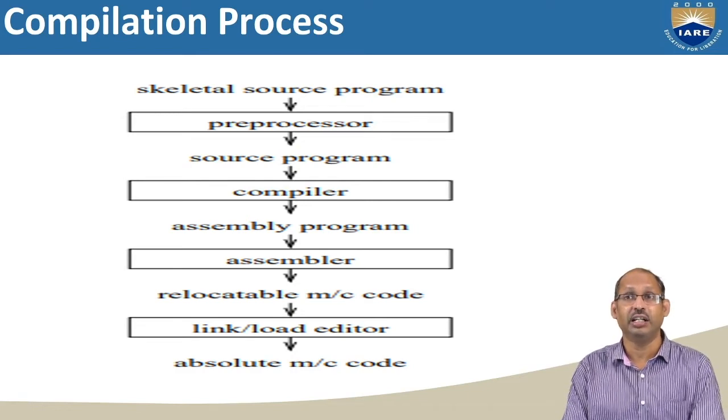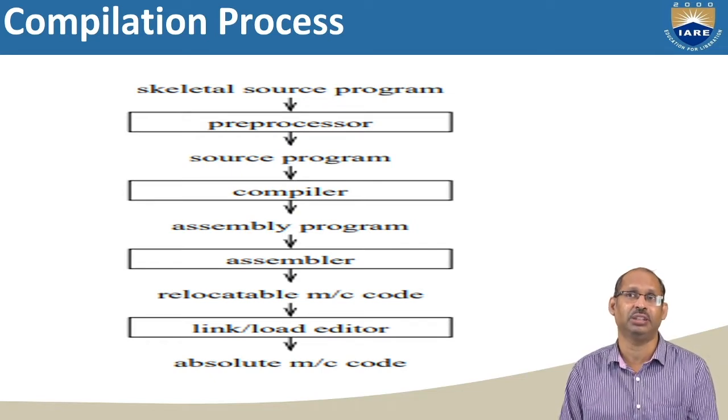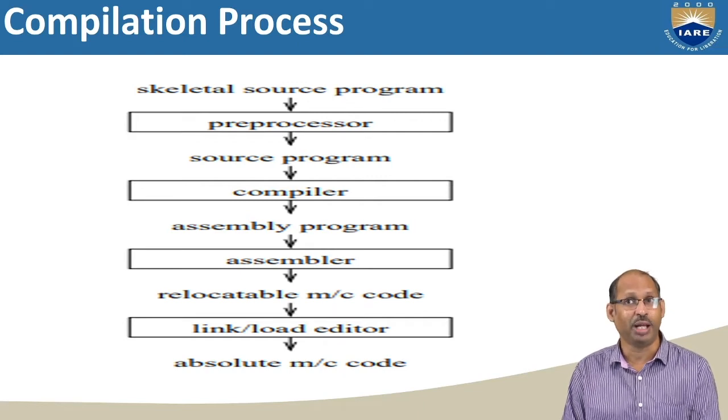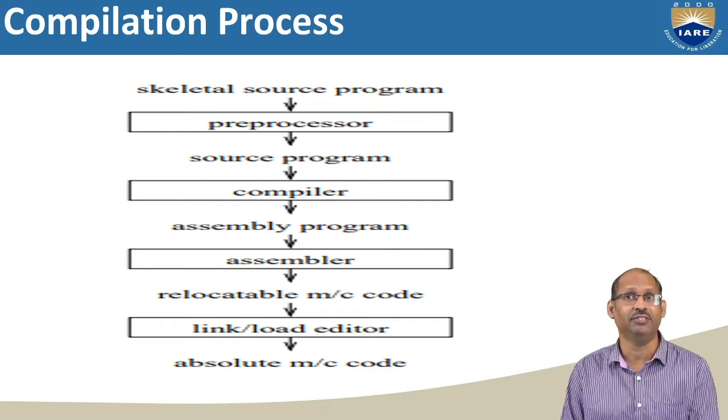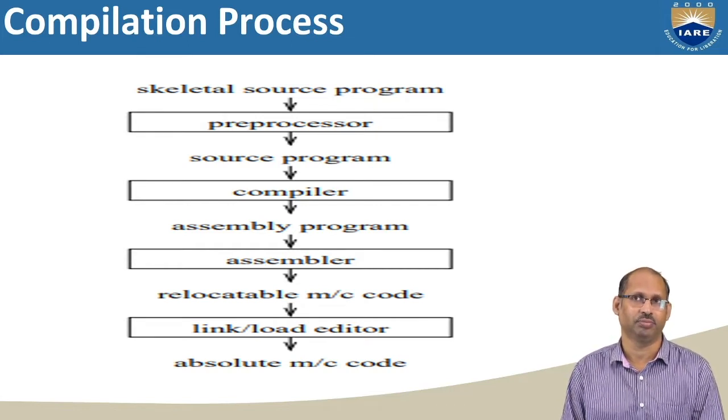So this is the complete compilation process. These are the different steps in this compilation process. Initially we have a skeletal source program. It might be a single source file, or it might be multiple source files, right? Preprocessor commands may also exist in this skeletal source program, which will be the input to the preprocessor.